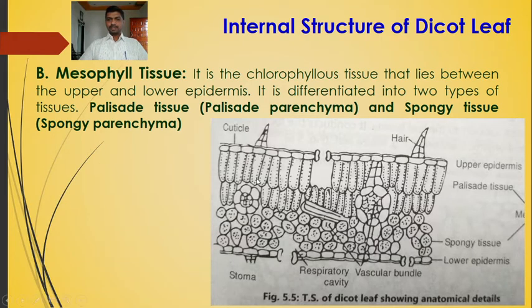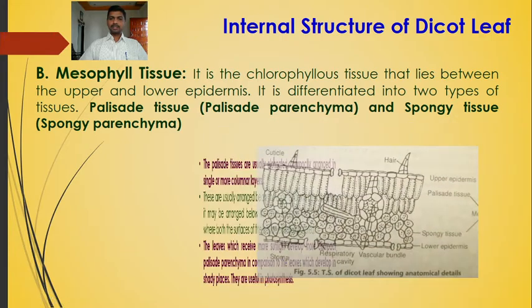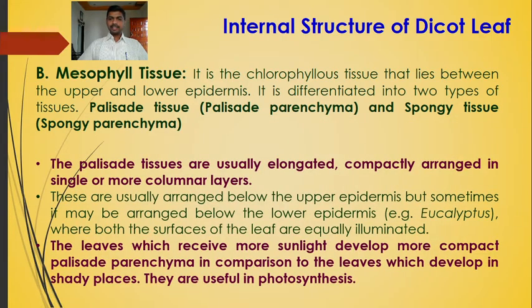Because of this, in eucalyptus the palisade tissues are present below the upper epidermis as well as below the lower epidermis, since both surfaces of the leaf are subjected to illumination. But generally these are arranged below the upper epidermis only. Leaves which receive more sunlight develop more compact palisade parenchyma in comparison to leaves which develop in shady places. So they are useful in photosynthesis. This palisade tissue region is mainly required for photosynthesis.